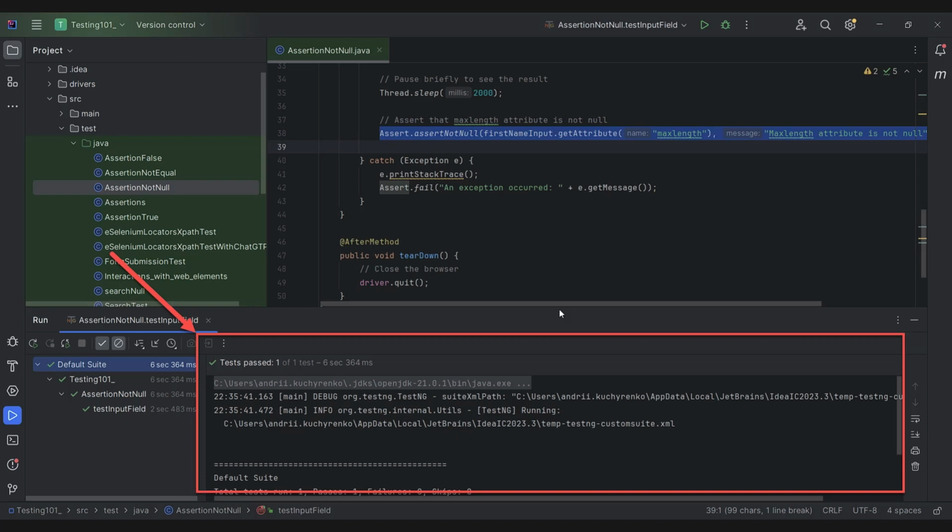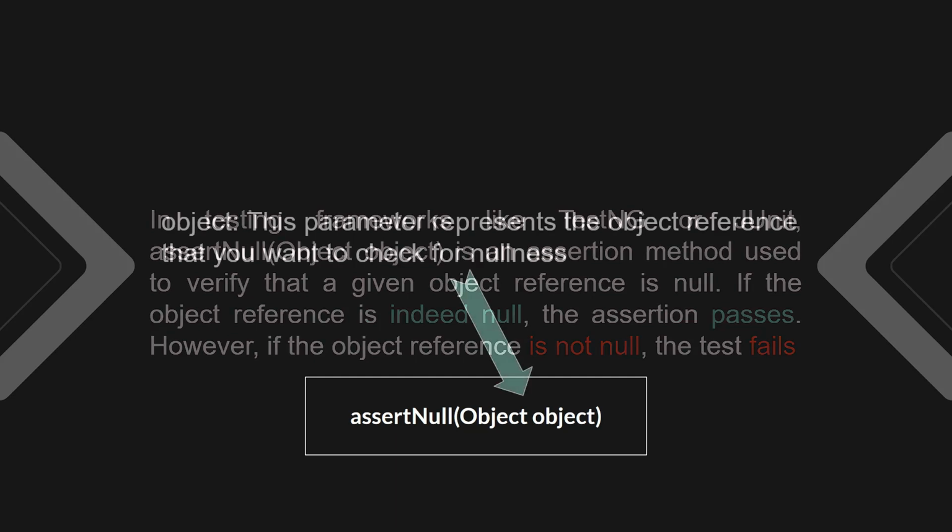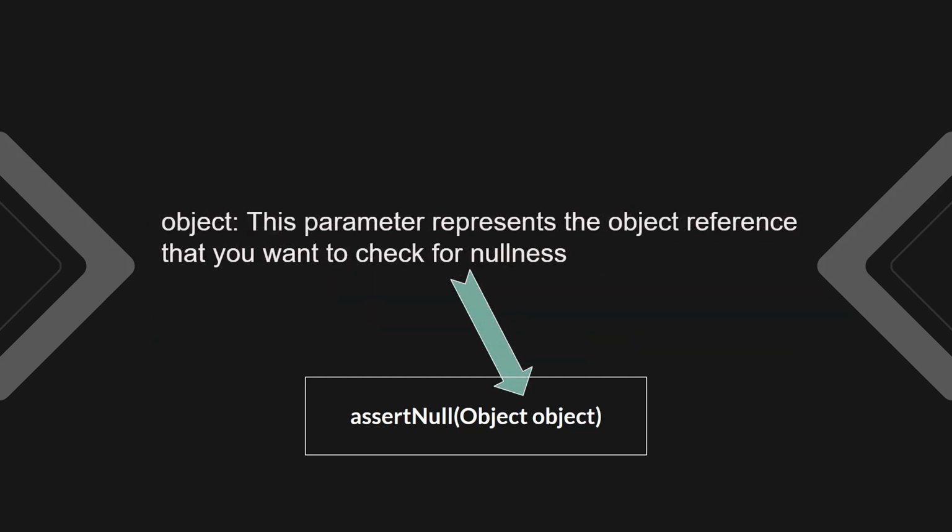Let's move on to the next TestNG assertion, which is assertNull(Object object). In testing frameworks like TestNG or JUnit, assertNull is an assertion method used to verify that a given object reference is null. If the object reference is indeed null, the assertion passes. However, if the object reference is not null, the test fails. In the brackets, we have the object parameter. This parameter represents the object reference that you want to check for nullness.